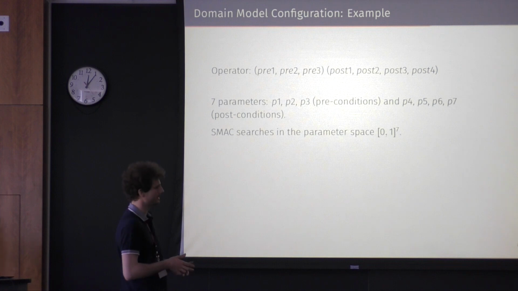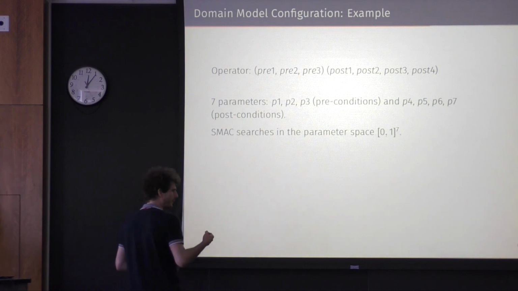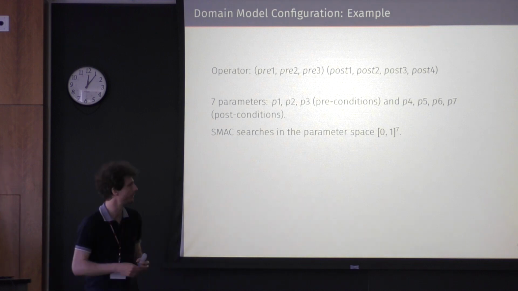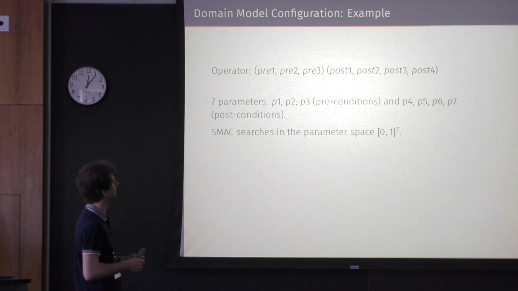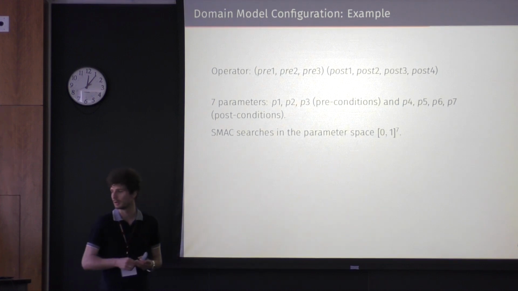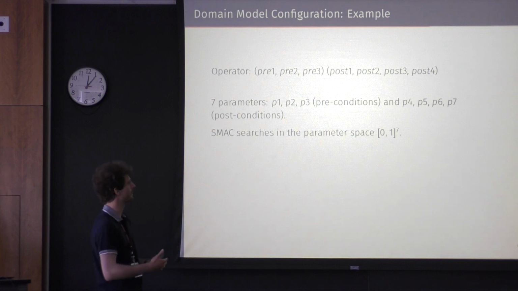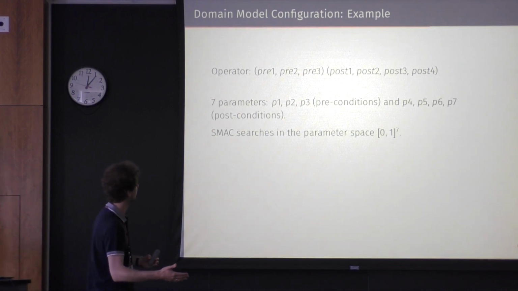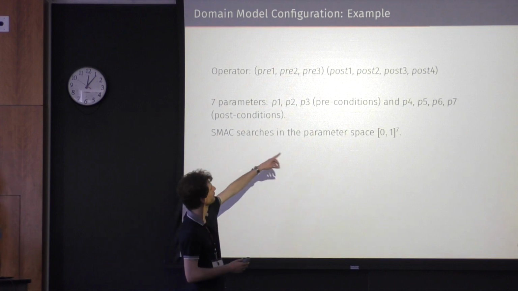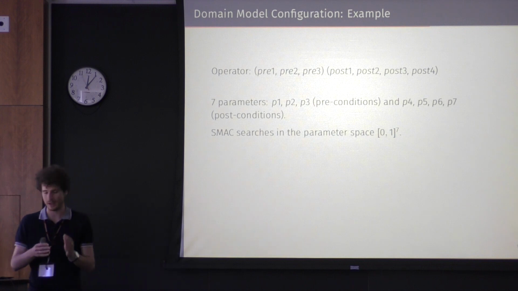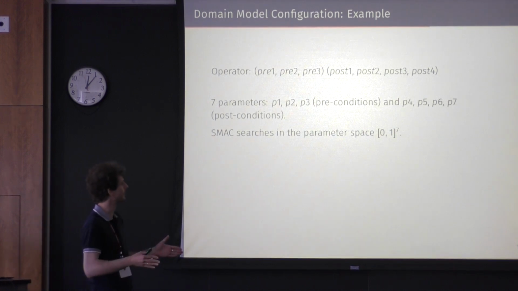And how does it work? The notion of parameter in this case corresponds to the position of the element in the domain model. Let's say we have an operator composed of 3 preconditions and 4 effects. That results in 7 parameters which can be configured by SMAC, 3 for the preconditions and 4 for the postconditions, and each parameter has a value in the space between 0 and 1.